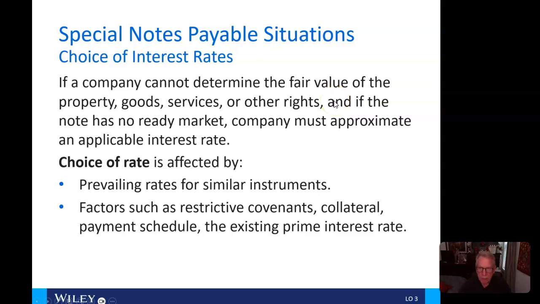Choice of interest rate. In rare situations, if the company cannot determine the fair value of the property, goods, services, or other rights, and if the note has no ready market, the company must approximate an applicable interest rate. That choice of interest rate is affected by bullet point 1, prevailing rates for similar instruments. Bullet point 2, factors such as restrictive covenants, collateral, payment schedule, or the existing prime interest rates.